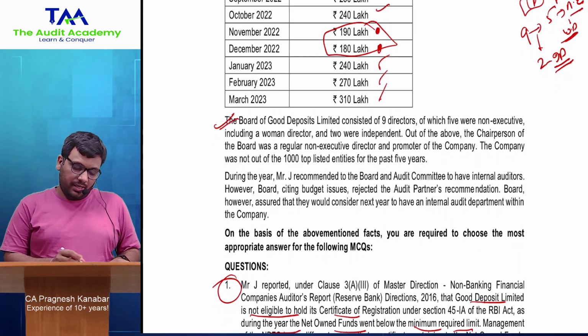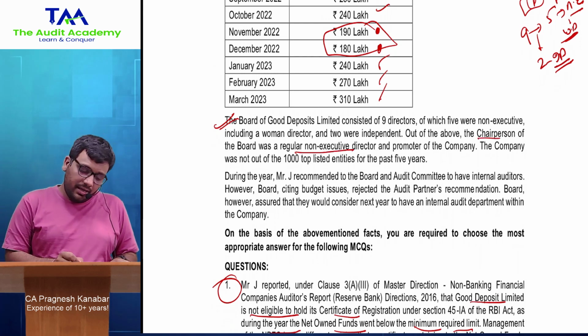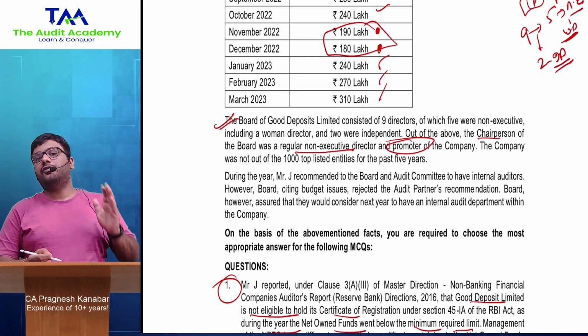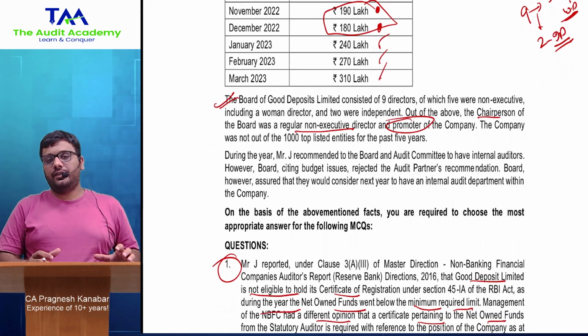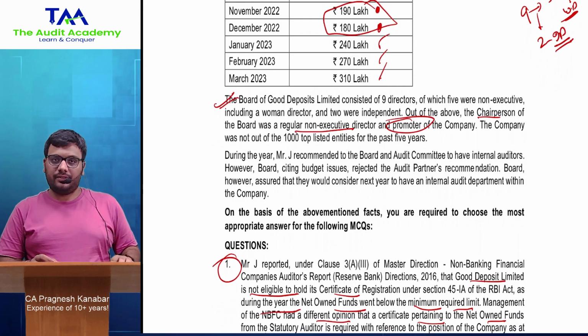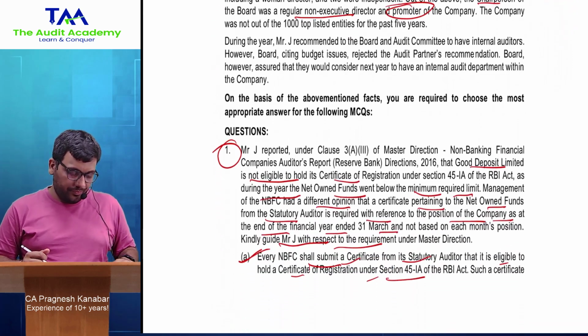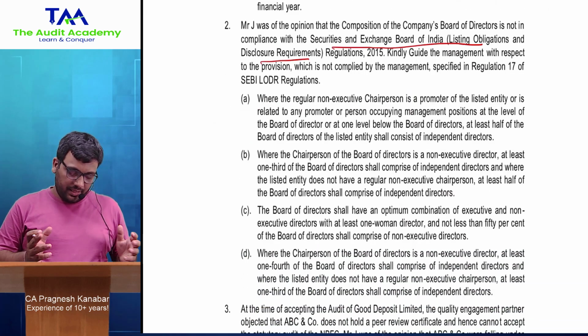See, boss, if the chairperson is a regular non-executive director and is the promoter of the company, then boss, at least half of the board of directors should be of independent directors. All right. So this is discussed in great detail in my audit committee notes also. So everyone over here, Mr. J is correct. Mr. J is correct.